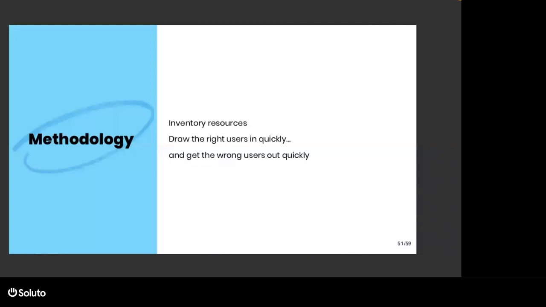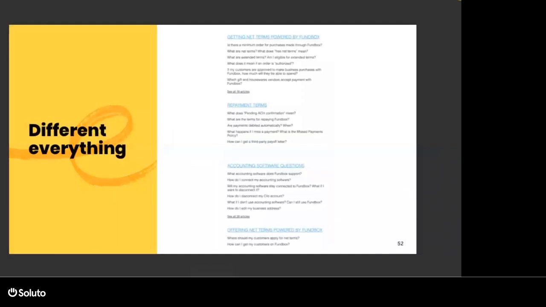So basically my job was to take this place everyone comes to with different needs and different language, get the right users to where they needed to be, and get the wrong users out quickly when they went there by accident. So here you see the first level, the first place we tried to catch them, which would be the section titles. Each section in the knowledge base has a title that's formatted differently, and we named this one Getting Net Terms, and this one is Offering Net Terms.